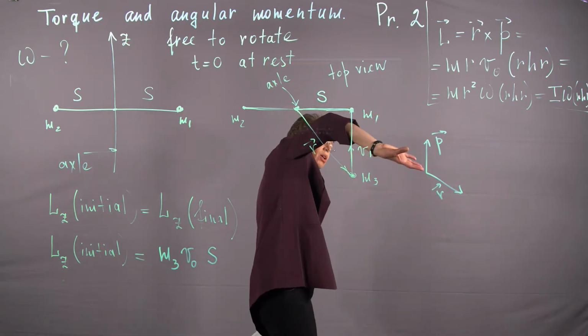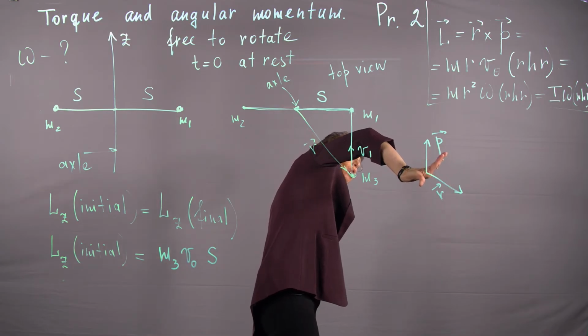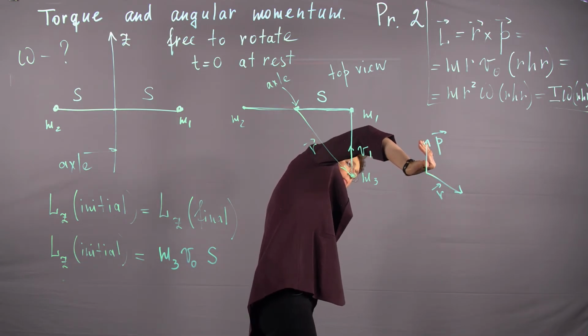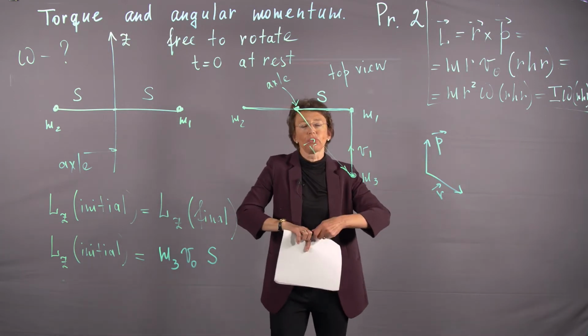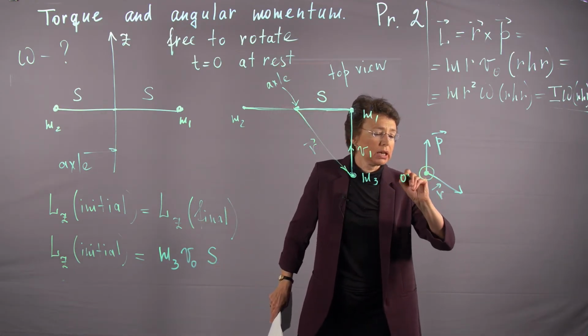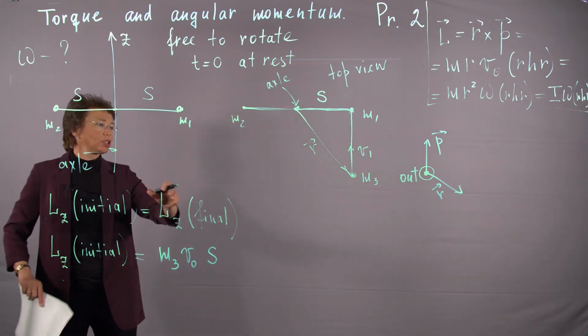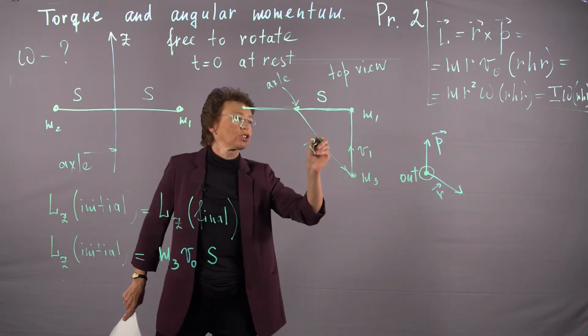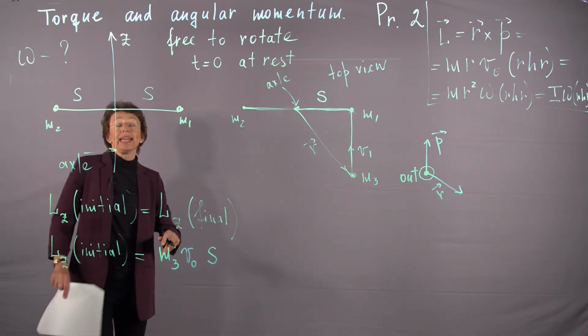So with my fingers along R, I bend them towards P. My thumb shows the direction out of the board. The direction is out of the board for the angular momentum. Out, which means here, so this is top view, the direction of angular momentum created by mass M3 is out.